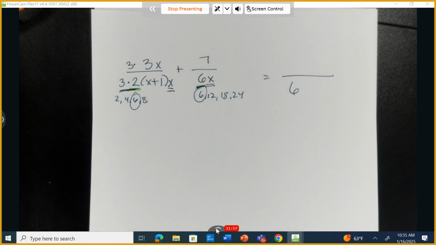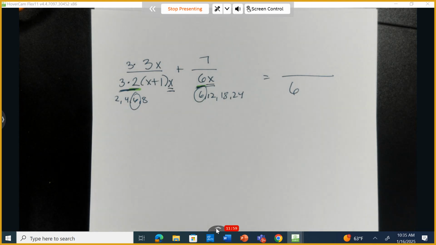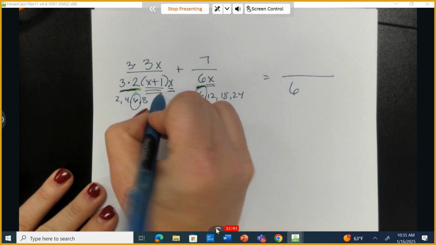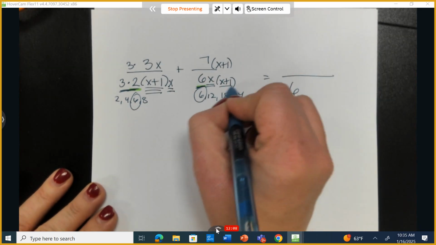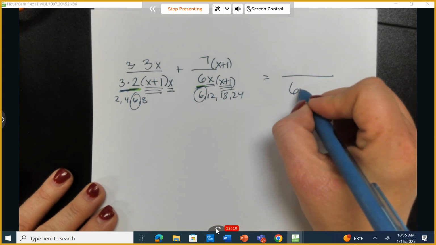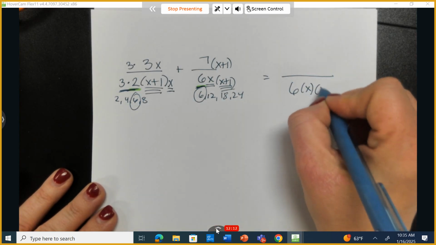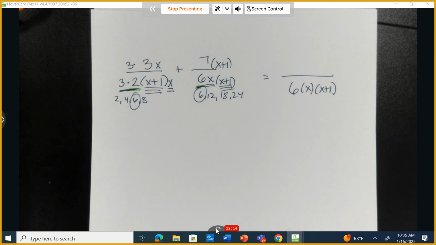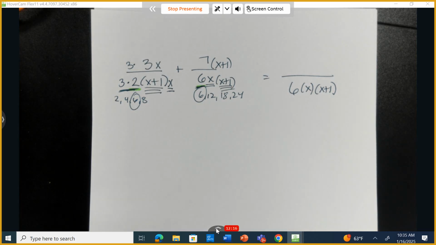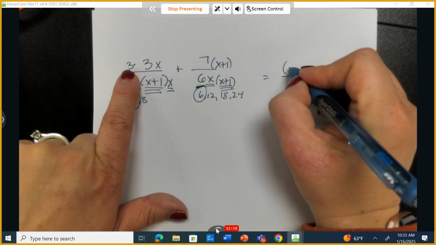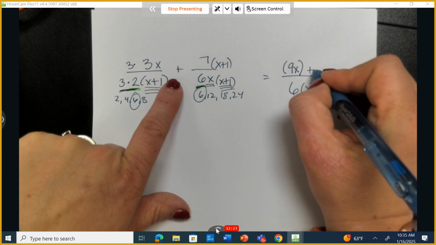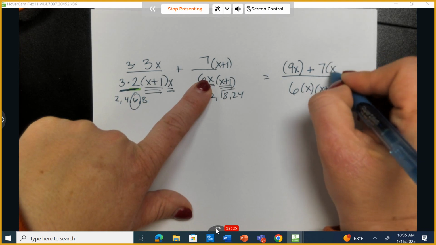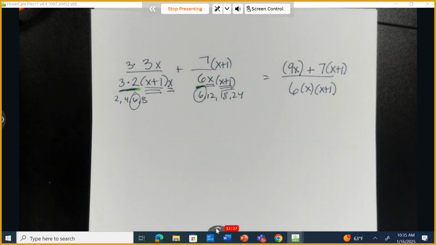What else are we missing? X plus 1. So we have an x plus 1 over here on the left, but this is missing an x plus 1. Now they all have a 6, they all have an x, and they all have an x plus 1. On the left-hand side, I have 3 times 3. Okay, that's 9, and there's an x. On the right-hand side, I have 7 times x plus 1.